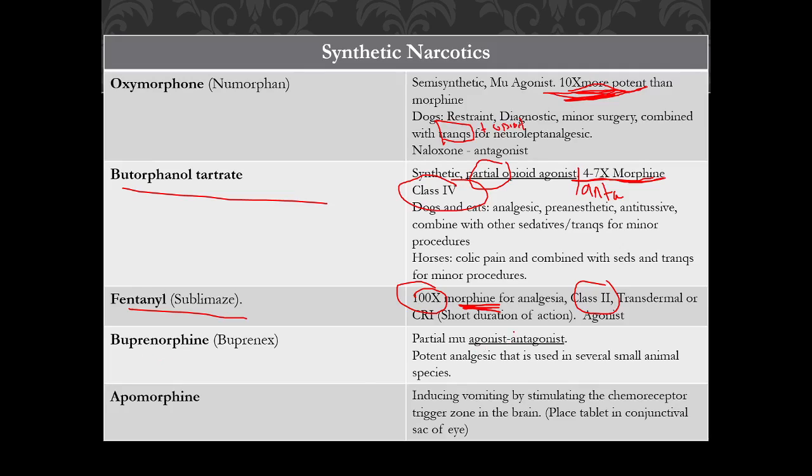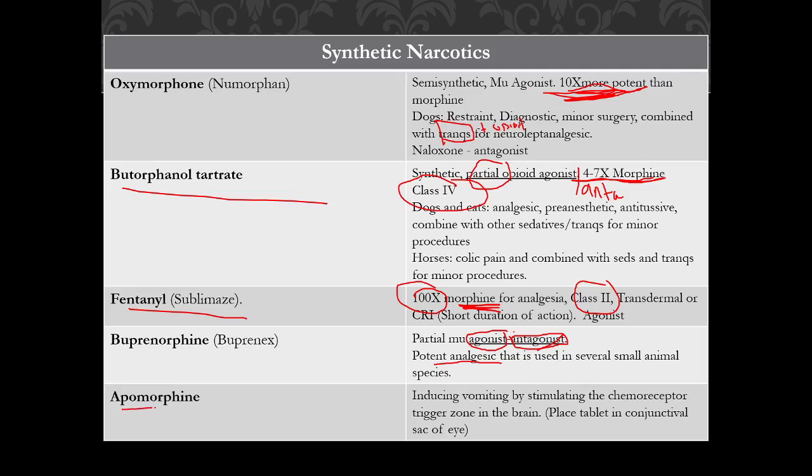Buprenorphine is a partial mu. It's an agonist, mostly agonist. It has a little bit of antagonist property as well. It is a potent analgesic used, I'm going to sort of cross that off. It's used in several small animal species, so Buprenex.